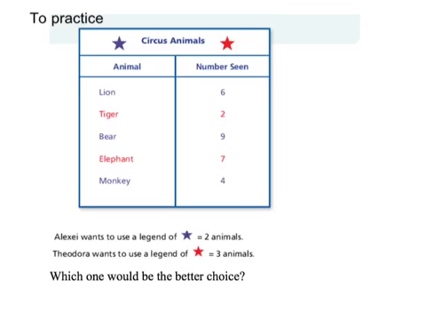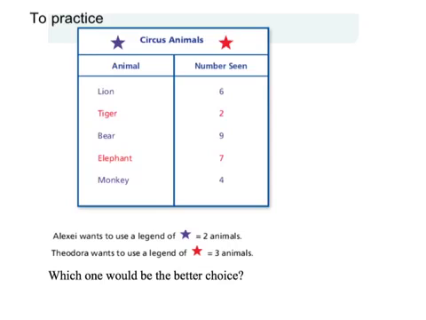All right, so let's take a quick peek. If we had 1 star being 2 animals, how many stars would we need to have for each one? Well, let's take a look. For a lion, we would need 2, 4, 6. So for a lion, we would need 3. And we're just going to record here the blue stars, how many we would need.